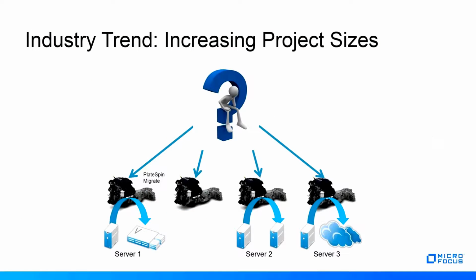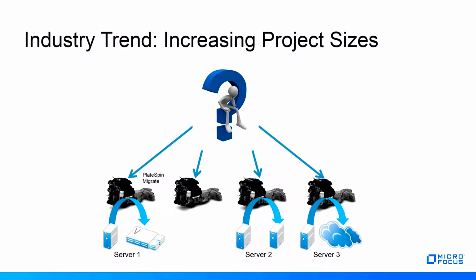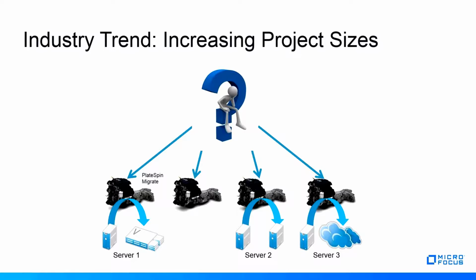But what we've been noticing during the last couple of years is that the sizes of the migration projects are dramatically increasing. A large project used to be around, let's say, 1,000 to 2,000 workloads, but projects of thousands of workloads are more the norm these days than the exception, and even projects of tens of thousands of workloads that need to be migrated are very much no longer an exception. So what we noticed is that those kinds of projects are really hard to tackle if all you have is a migration tool like PlateSpin Migrate.